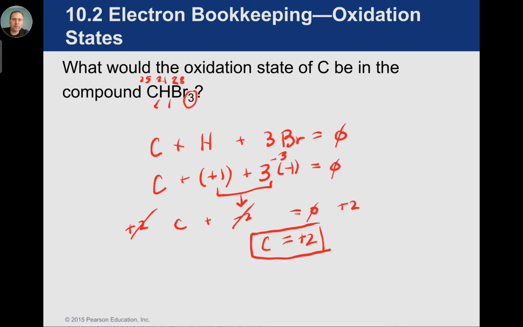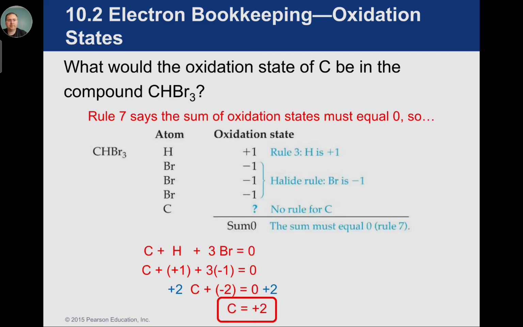Should be able to check our work. If we have a formula of CHBr3, collectively this is a -3, this is a +1, and now we know that this is a +2. Notice together that makes +3 versus -3, and that makes 0, and that's exactly what we want. So you should always be able to check your work in these kinds of problems. So carbon +2 for the first time.